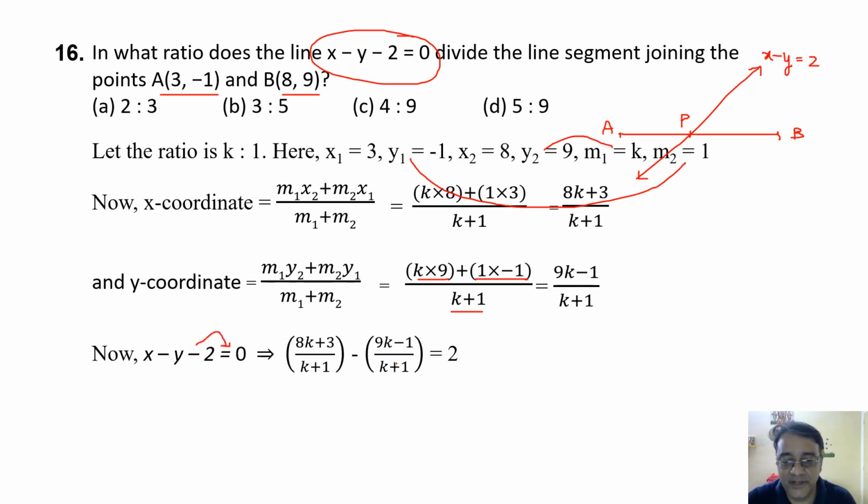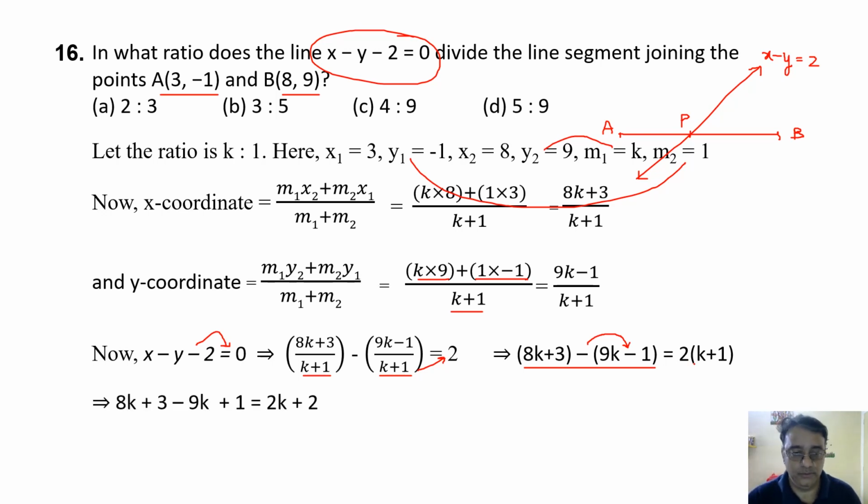This is clear? Okay. Now if you take the LCM, we can multiply by k plus 1 directly, or multiply all the terms by k plus 1. So we are getting this step. Right. Now open the bracket. So 8k plus 3 minus 9k plus 1. Because of this minus, this will become plus. So is equal to 2k plus 2. Right? 8k minus 9k becomes minus k, and that minus k I will shift to this side, plus k, and 3 plus 1 is 4. This 2 I will shift to this side, 4 minus 2.